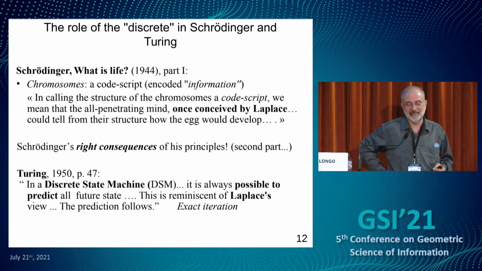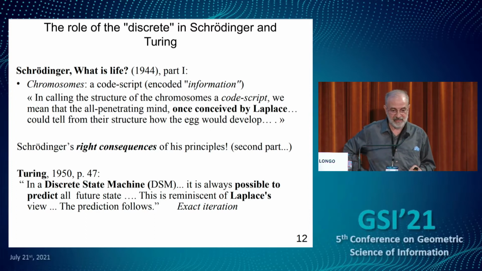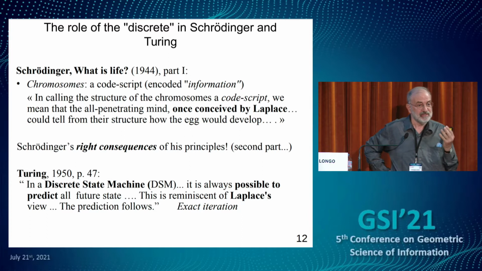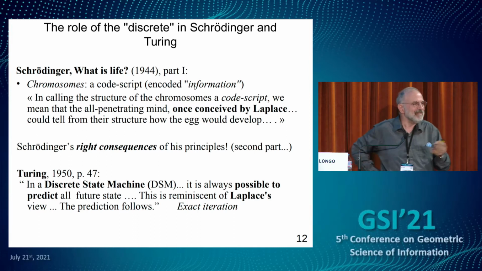Turing had exactly the same attitude. Thinking of his machine, later on, it was deconstructed in 1936, in the 50s he says, in my machine, the discrete state machine, it is always possible to predict all future states. This is reminiscent of Laplace's view. The prediction follows. Again, on discrete data type, you have the determination, the writing of an equation under the form of a program, of an evolution function, under the form of a program, implies complete predictability, up to noise, of course, but you can avoid noise.